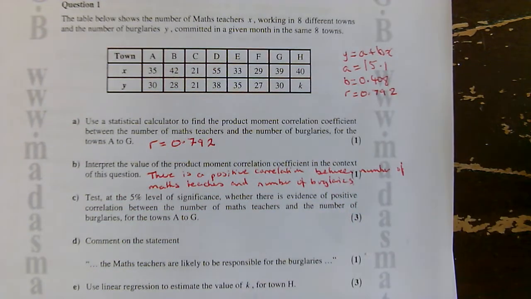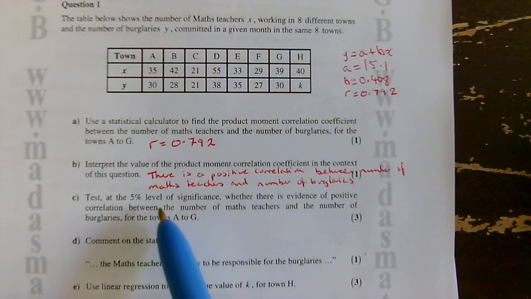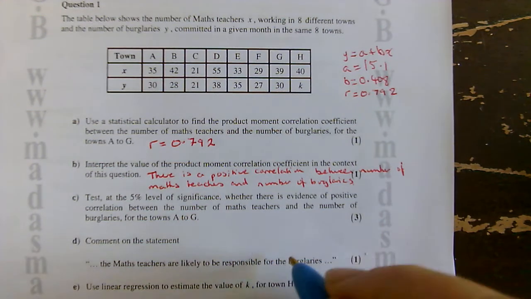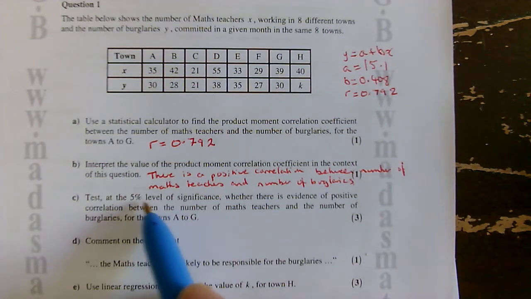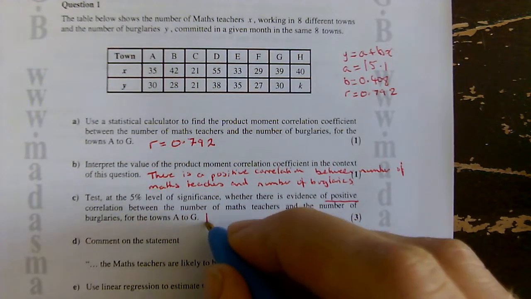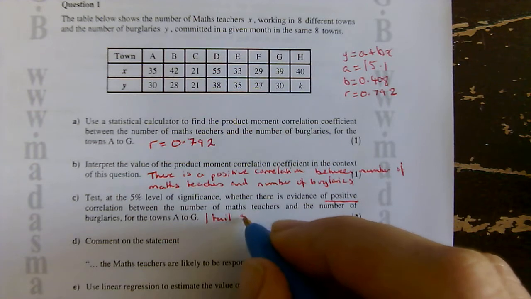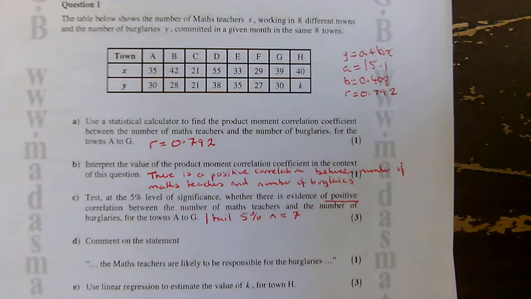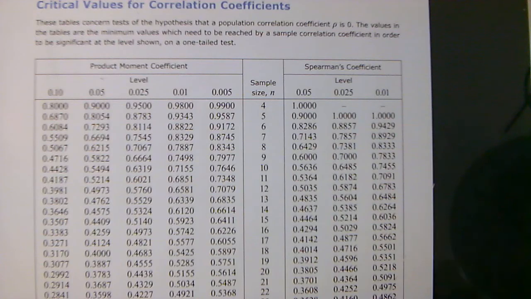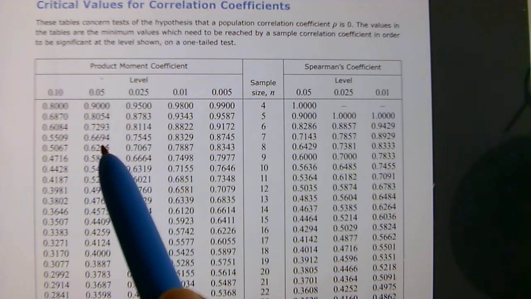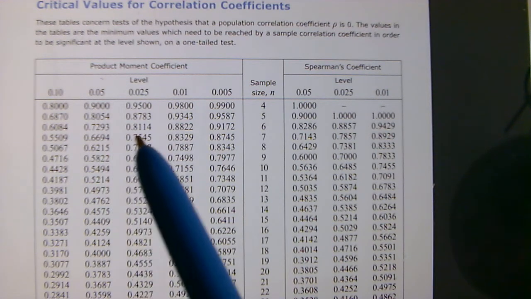Now it asks me to do a significance test as to whether or not that is a real positive correlation. So first thing I'm going to do is look at my statistical tables and find out what the critical value of r is. Notice it's a 5% significance level and it's evidence of positive correlation, so it's a one-tailed test, and n equals 7. If I look on my table here, I've got n equals 7, I'm looking at 5%, and the critical value is 0.6694, that value there.